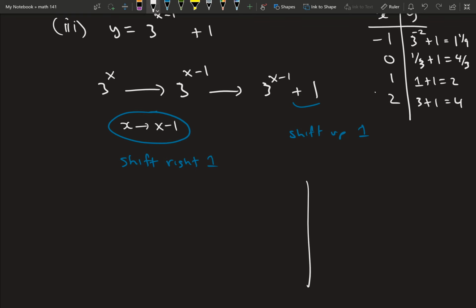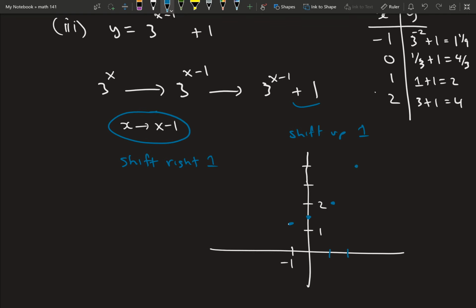So at negative 1, we're at 1 and a 9th. So here's 1, here's 2. So we're a little bit above 1. At 0, we're at 4 thirds, 1 and a third, so it's a little bit higher. Let's plot these points in a different color here. At 1 here, we're at 2. And at 2, we're at 4. So we've now jumped up, and here's 4.